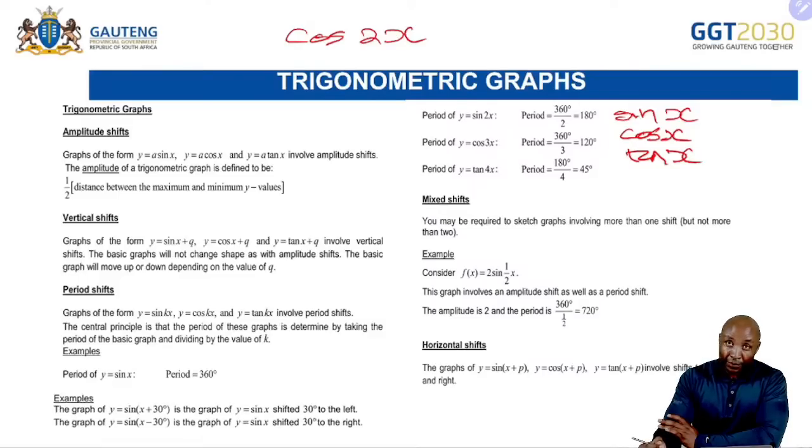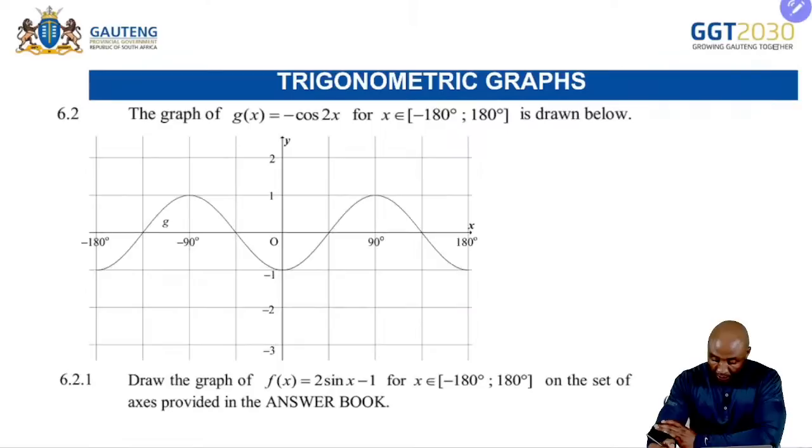Now, shifting the graph x plus 30, just like in functions in paper 1, if there is a plus, it means it shifts so many degrees to the left. If it's a minus, it shifts so many degrees to the right. We should be able to interpret and use that.